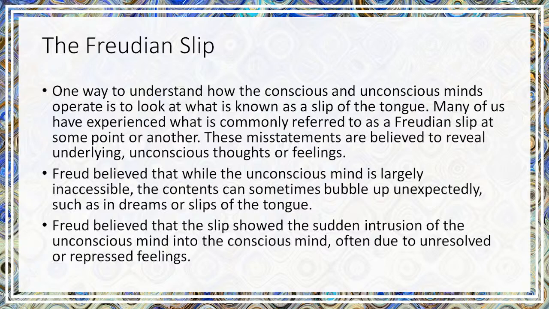The Freudian slip. One way to understand how the conscious and unconscious mind operate is to look at what is known as the slip of the tongue. Many of us have experienced what is commonly referred to as a Freudian slip at some point or another. The misstatements are believed to reveal underlying unconscious thoughts or feelings. Freud believed that while the unconscious mind is largely inaccessible, the content can sometimes bubble up unexpectedly, such as in dreams or slips of the tongue.